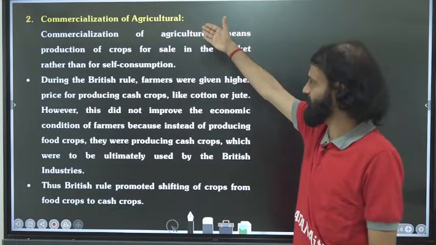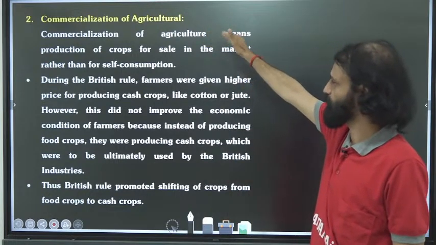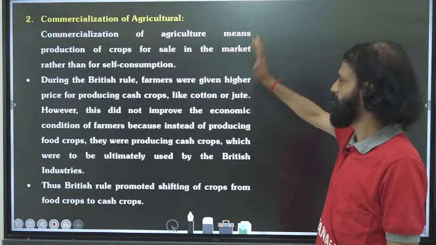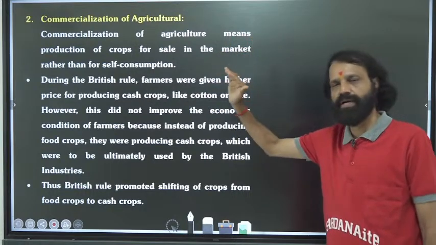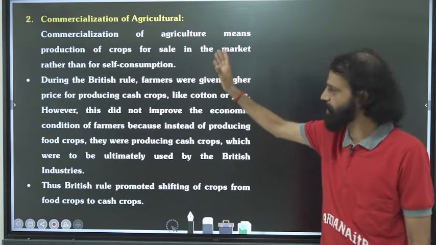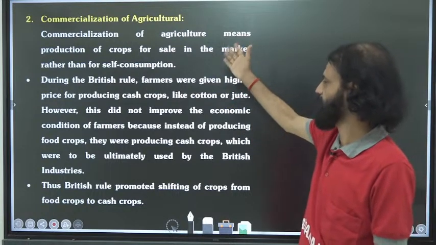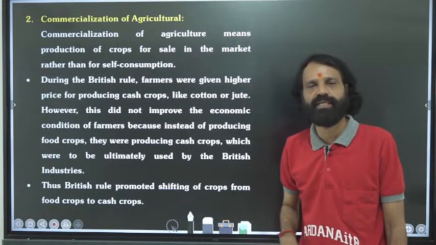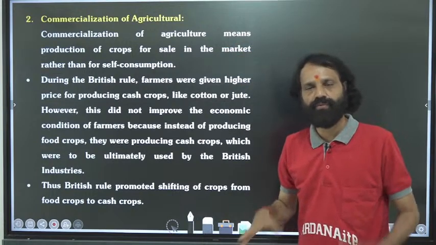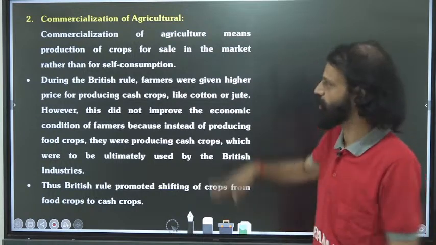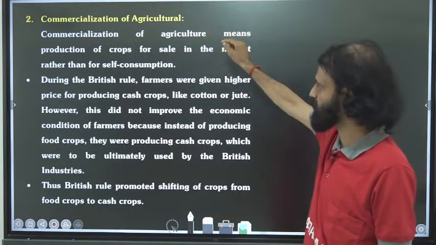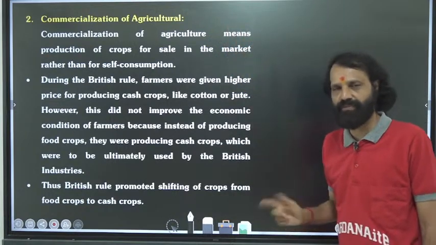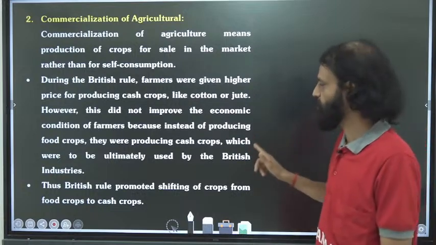So commercialization of agriculture happened. All those raw materials from cash crops moved to Britain, and in Britain they produced more finished products, and all those finished products came to India. They imported to India and sold all those in our Indian market. That is what commercialization of the agricultural sector is. I hope you have understood all these points.